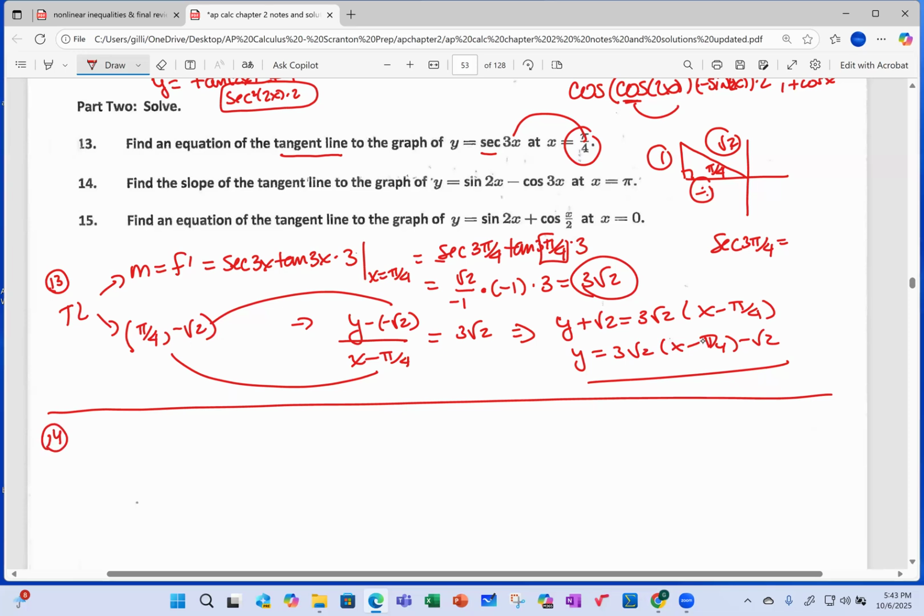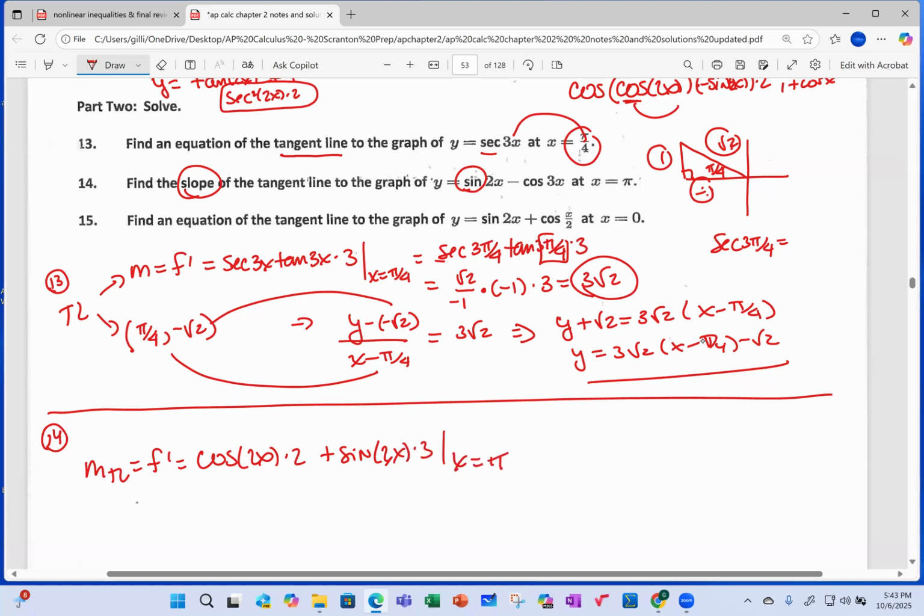Find just the slope of the tangent line. So just the slope is the derivative. So the slope of the tangent line is the derivative at that point. So the derivative of sine is cosine. Repeat the inside times it by 2. The derivative of cosine is negative sine times that positive is a positive sine. Ooh, and that's a 3x if I see it correctly, right? So that's a 3x times 3, though, at x equals pi.